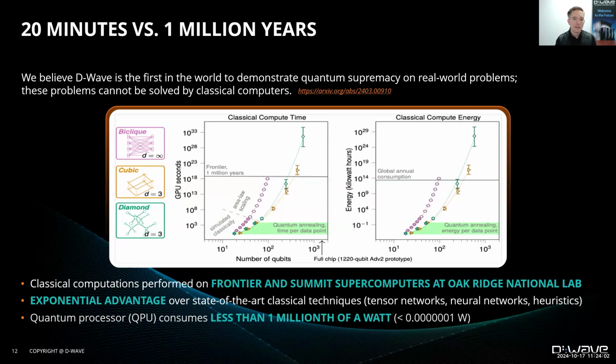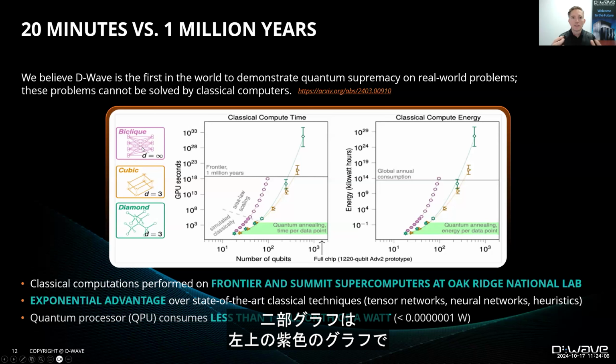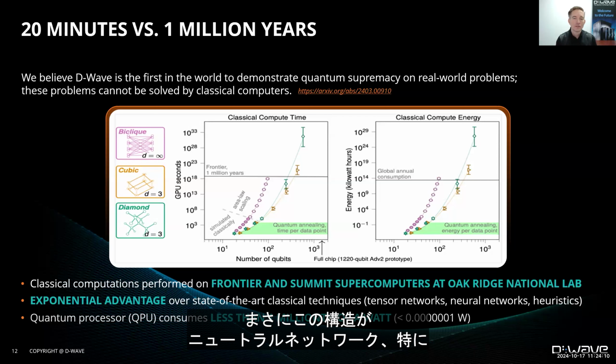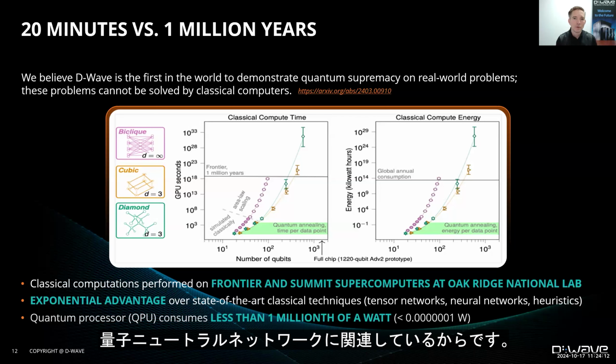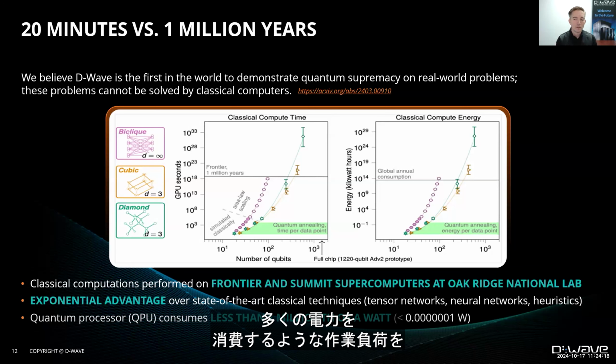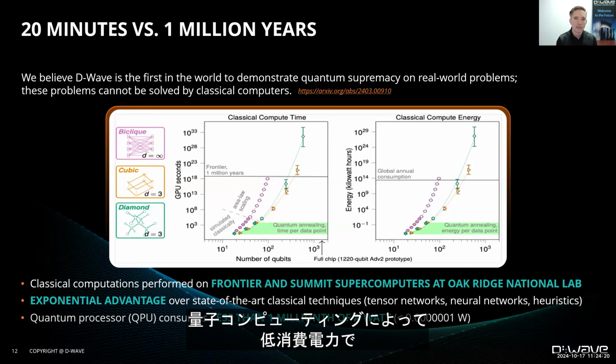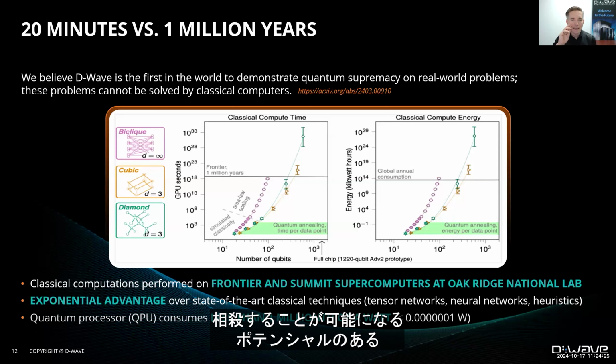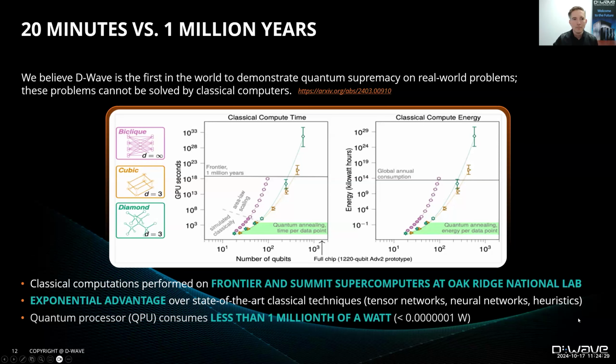And the bipartite graph is this purple graph on the top left here, that we chose that lattice structure as one of the structures studied precisely because it has relevance to neural networks and specifically quantum neural networks. So some very exciting work here with a lot of potential for being able to take workloads that are very difficult for classical computers and are consuming a lot of power in that space, and really offsetting that in a low power context with quantum computing.